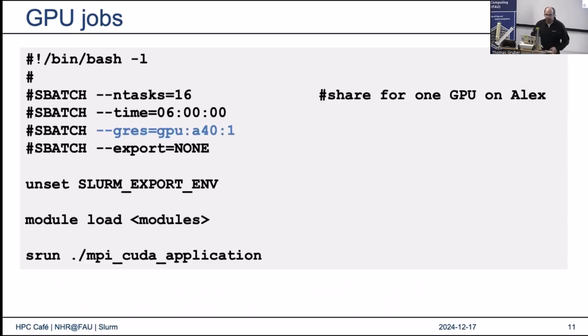Okay, so here's an example file for GPU jobs. Again, bash minus l on top, of course, and then the gres, and we get one A40 GPU in our job. On Alex, with one A40 GPU, you get 16 CPU cores. That's what we have specified here. So this means that we want an MPI application with 16 MPI processes and one A40 GPU, probably with one of the MPI processes managing the GPU or something like that.